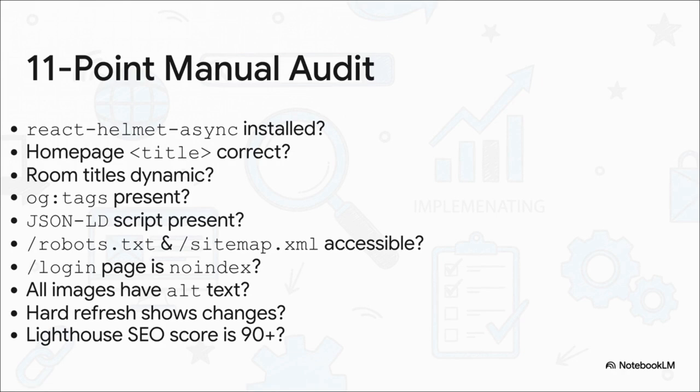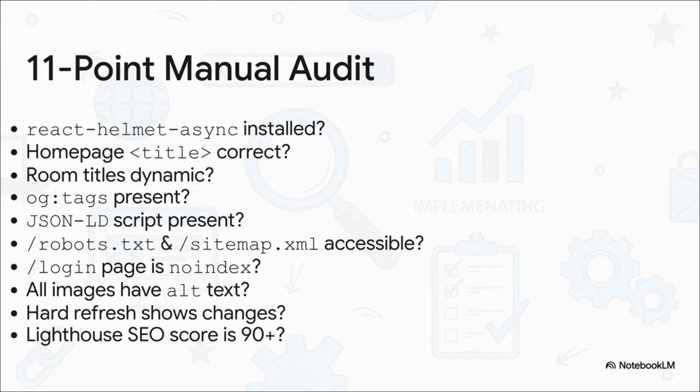Number 5, find the application/ld+json script tag. This is your structured data. Confirm the home page has @type Hotel. Number 6 and 7, access /robots.txt and /sitemap.xml directly in your browser. You should see the file content, not a 404 error. Number 8, go to the login page and check for the meta robots tag with content equals noindex, nofollow. This is critical for keeping private pages out of search.